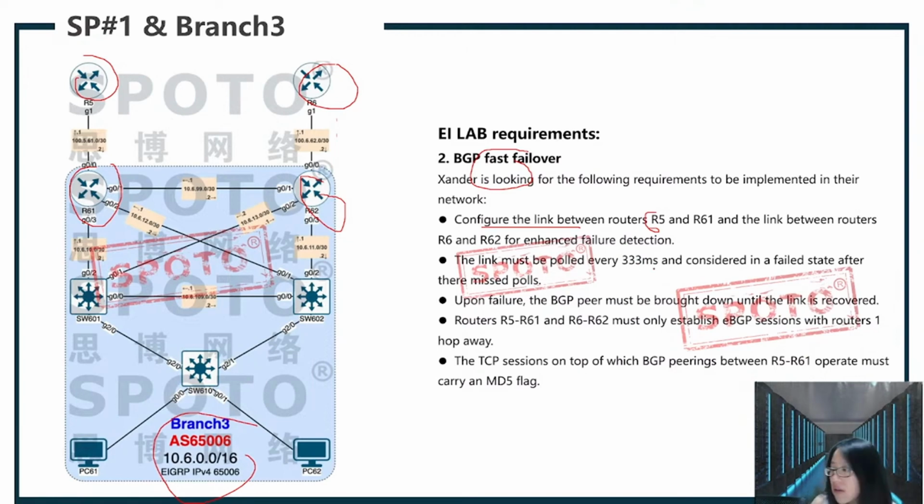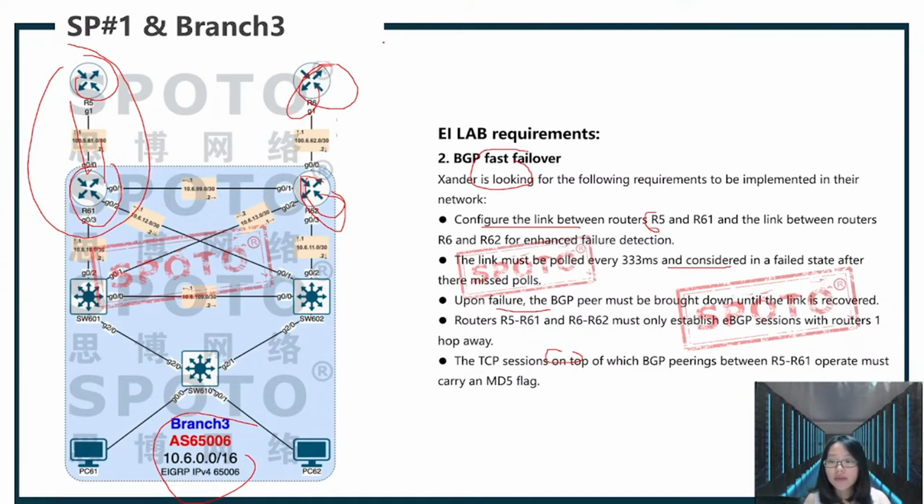333 milliseconds and considered in a fail state after 3 missed probes. Upon failure, the BGP peer must be brought down until the link is recovered. Router 5 and 61, router 6 and 62 must only establish an eBGP session with routers one hop away. The TCP session on top of which the BGP peering between these two devices operates must carry an MD5 flag.